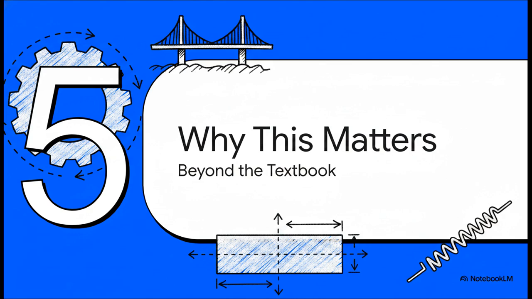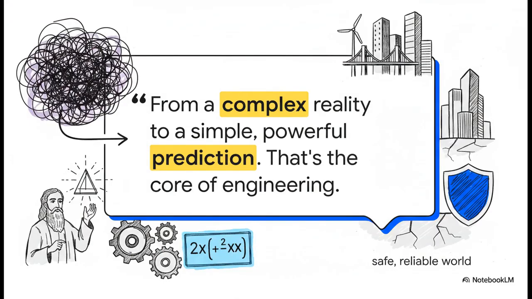So why does all this matter? I mean, beyond just solving problems in a textbook. What's the big deal? Well, it matters because this is what engineering is all about. It's taking a really complex, messy reality, applying a clever simplifying principle like St. Venant's, and then using a powerful formula to make an unbelievably precise prediction. This whole process is what lets us build a safe and reliable world.